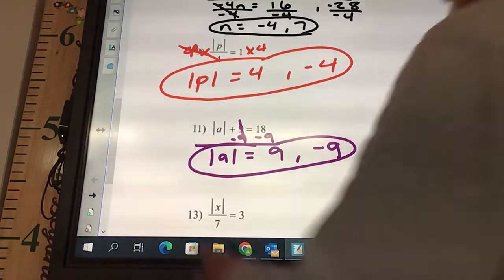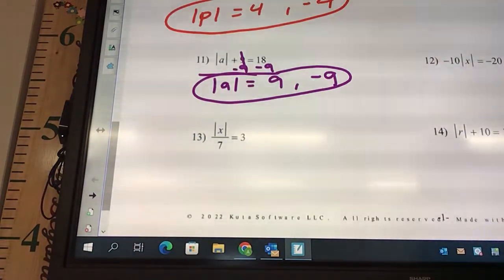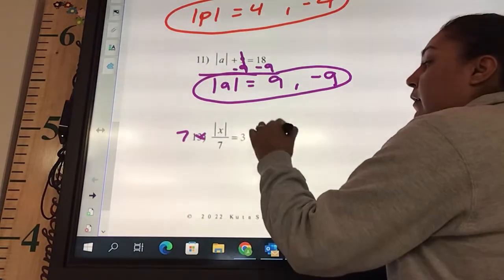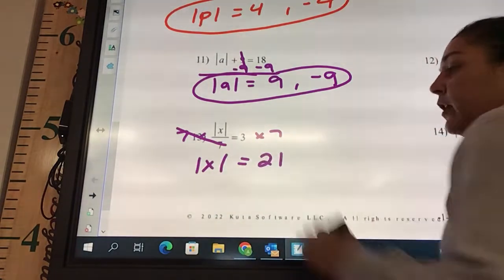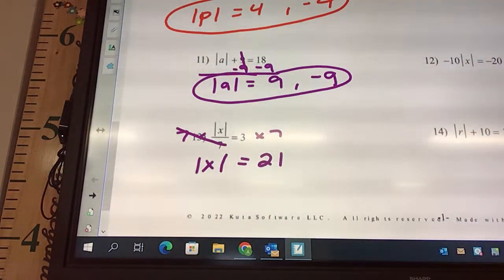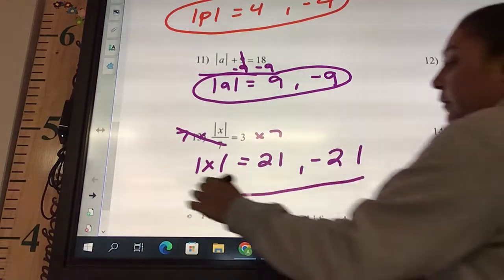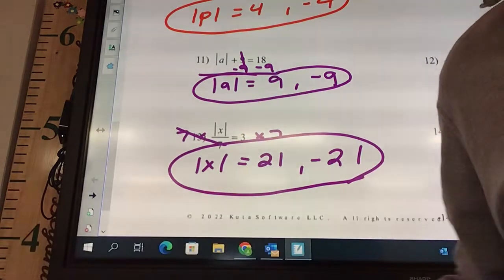13, is there stuff with the bars? Yeah. Okay, what's our first step going to be? Yeah, times by 7. So I got x equals 21. Does it say bar equals? Yeah, so now we can just say comma negative 21. Okay, these ones are pretty easy because they're one step.